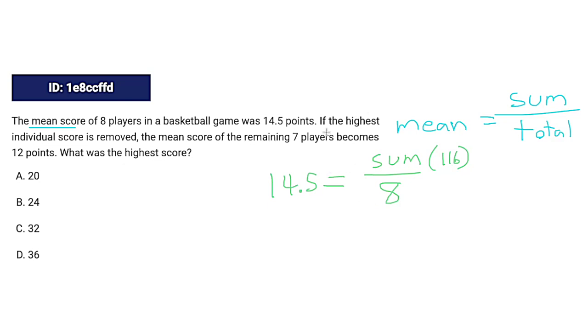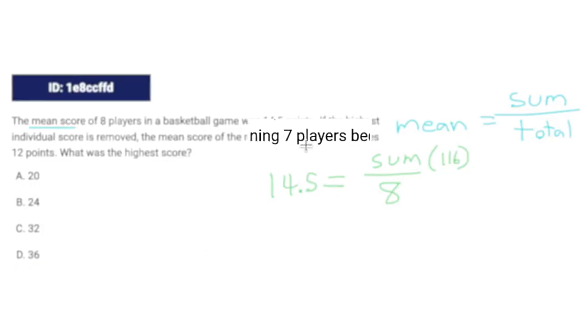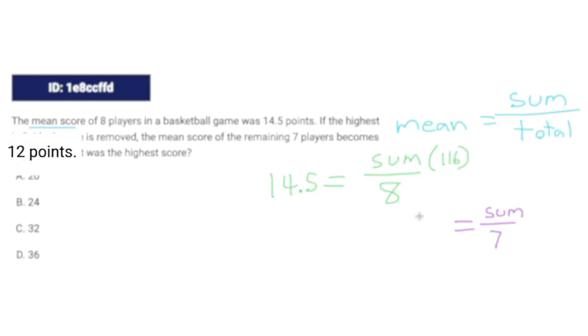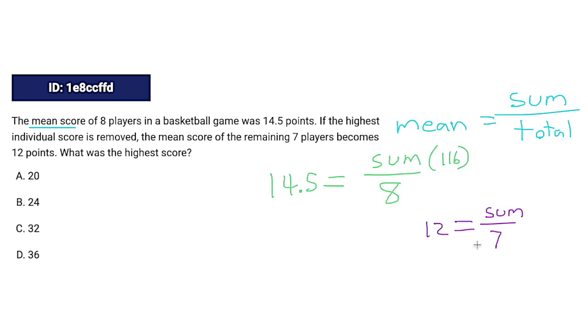Moving on to the next sentence, if the highest individual score is removed, the mean score of the remaining 7 players becomes 12 points. Well, let's just write our equation again. The new equation has a total of 7 instead of a total of 8. The sum is still unknown, and the new average, because mean is average, was 12. So we'll change this to 12. And then this one I think I could do in my head. 12 times 7, well, basically 7 times 10 would be 70. Add 14 to that, we get 84.